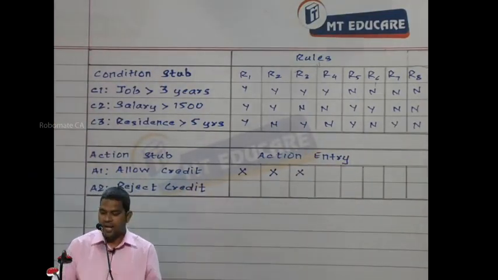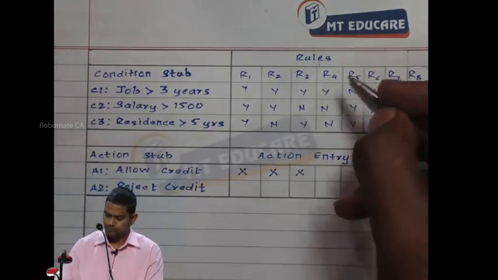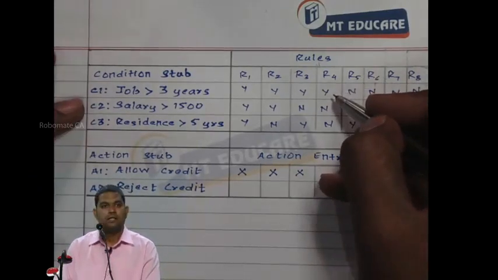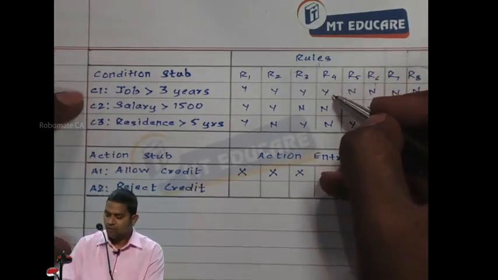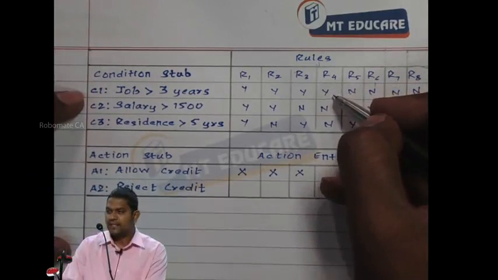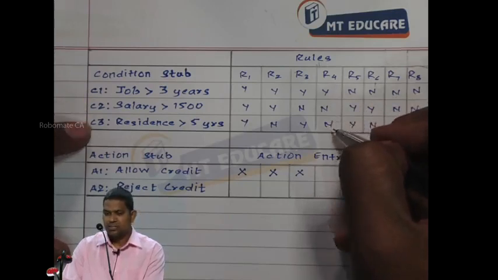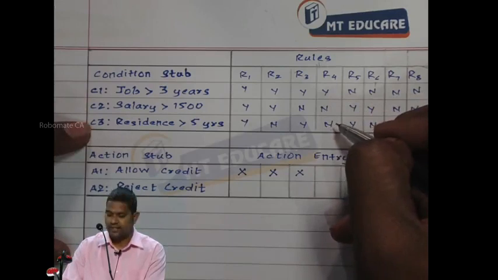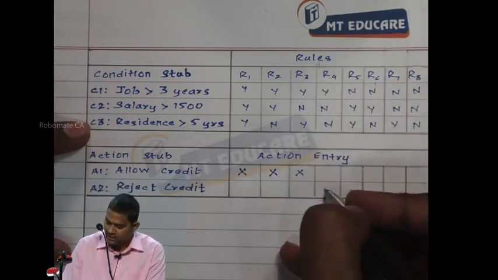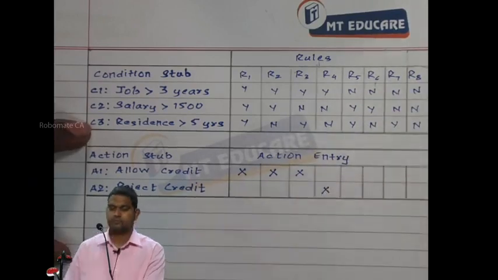Now listen. Check the fourth rule. Is job greater than 3 years? Yes. Is salary greater than 1,500? No. Is residence more than 5 years? No. Only one condition is satisfied. So obviously he won't get credit. So reject credit.